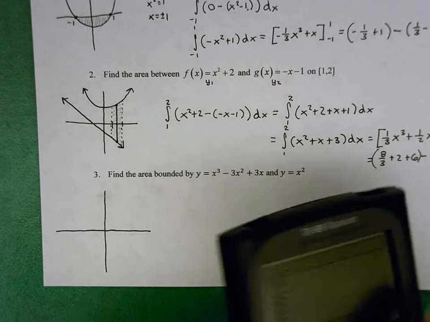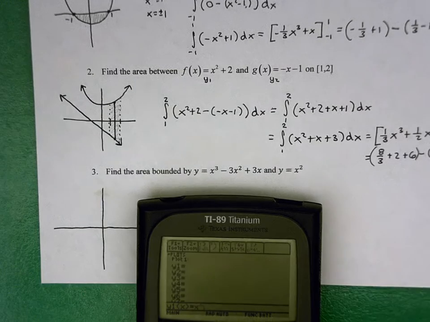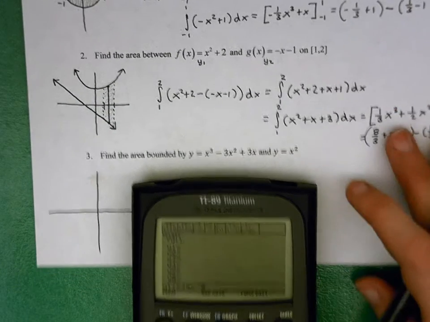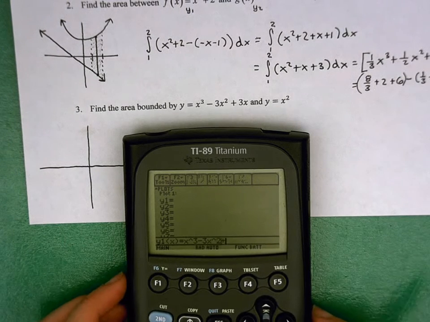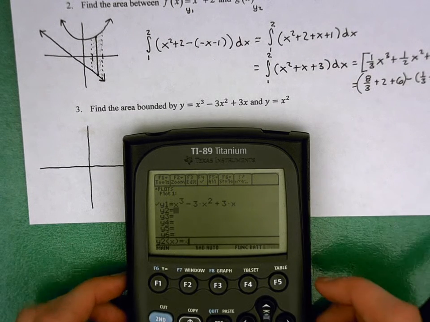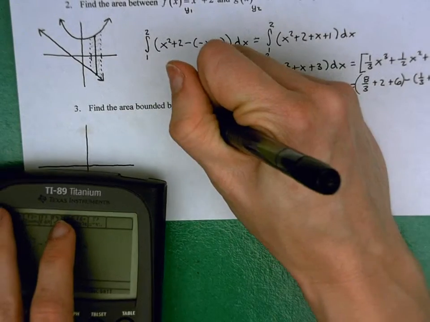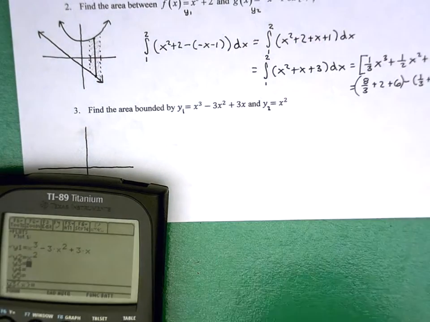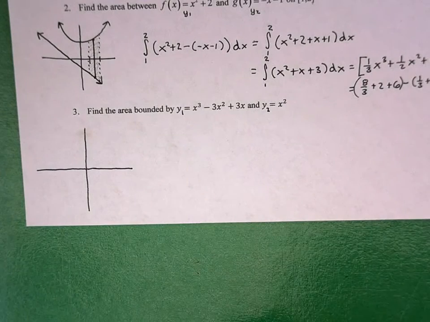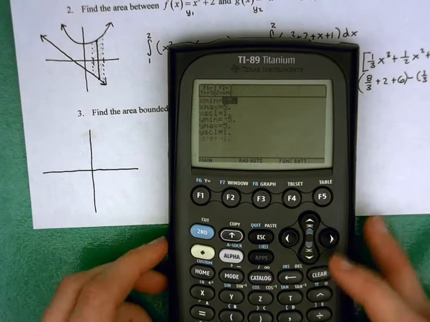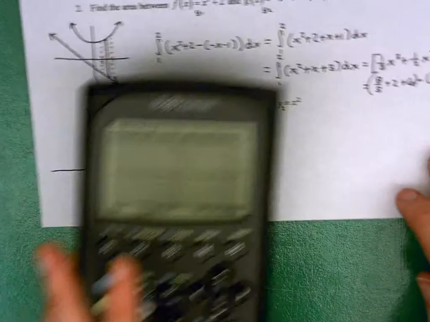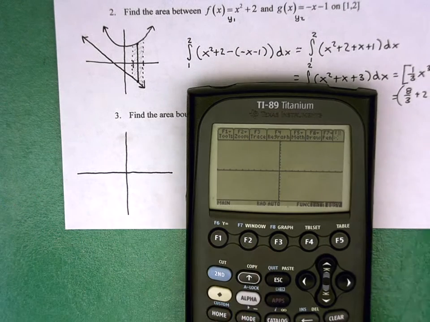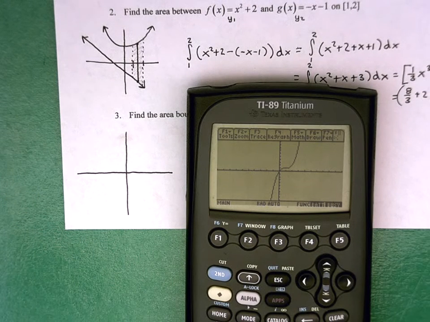We're going to put in our x cubed minus 3x squared plus 3x and our x squared. And I'm going to go ahead and notate, I put this into y1 and this one into y2. Okay, and my window on this one is going to be negative 10 to 10. When we graph it, you get this picture. There's our cubic, and here's our parabola.